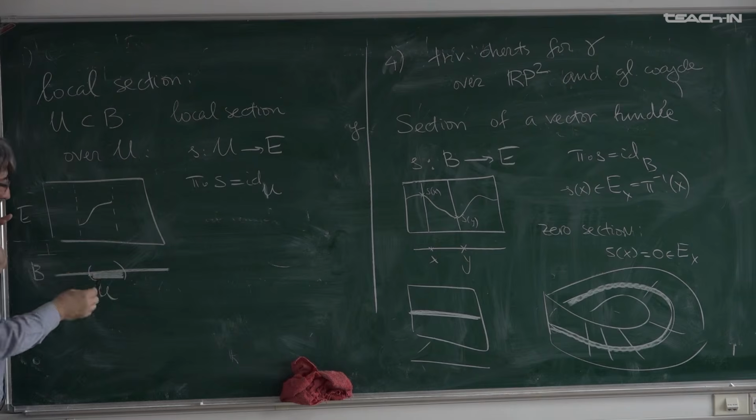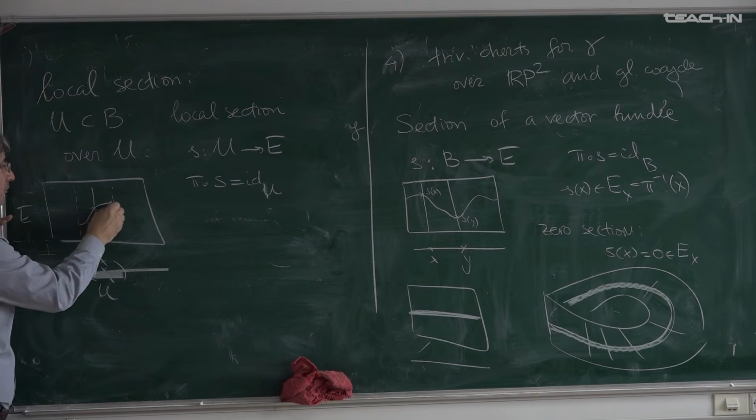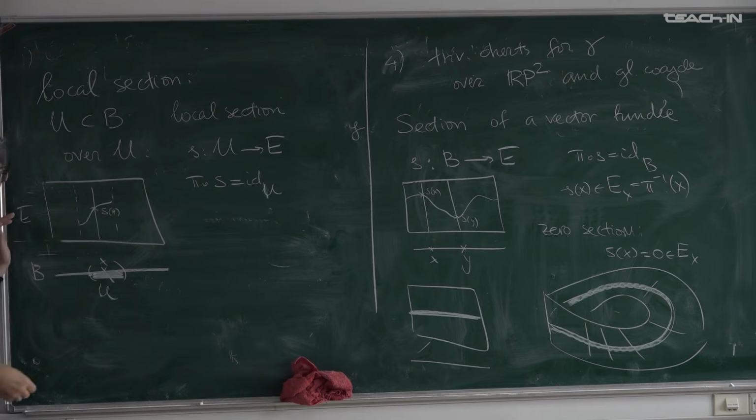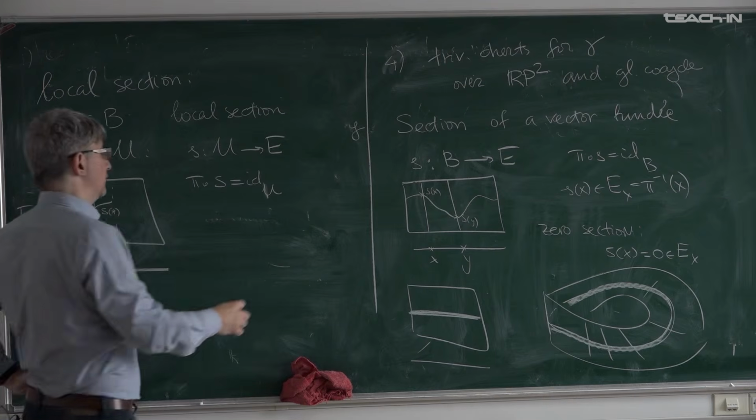But the property is the same. For point X, S of X belongs to the fiber over point X. Why we need local sections? Because we want to give the following definition.